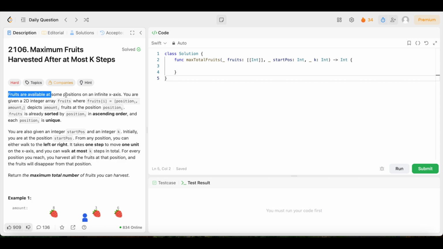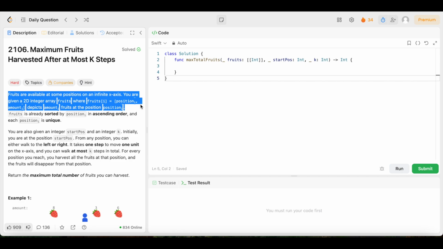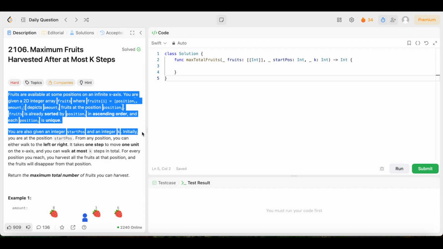Now let's see what the question says. Fruits are available at some positions of an infinite x-axis. You are given a 2D integer array fruits where fruits[i] equals position i and amount i, depicting the amount of fruits at position i. Fruits is already sorted by position in ascending order, and each position is unique. You are also given an integer startPos and an integer k. Initially, you are at the position startPos.